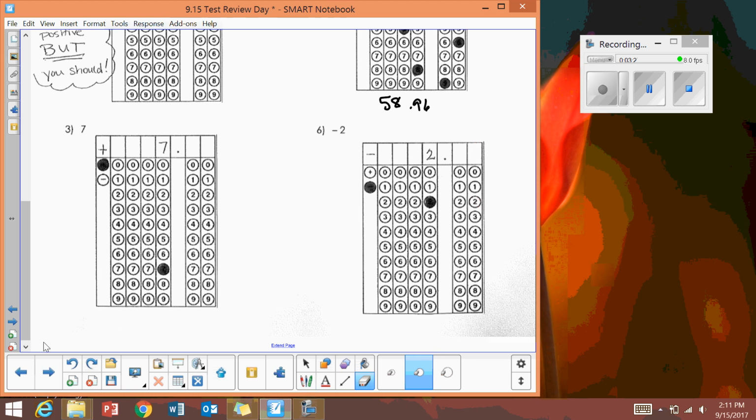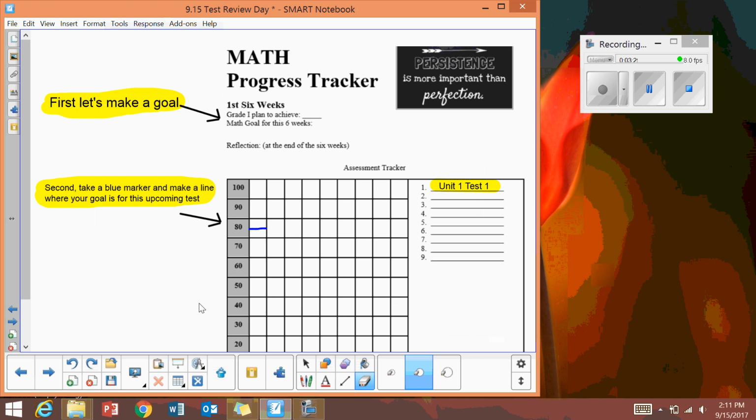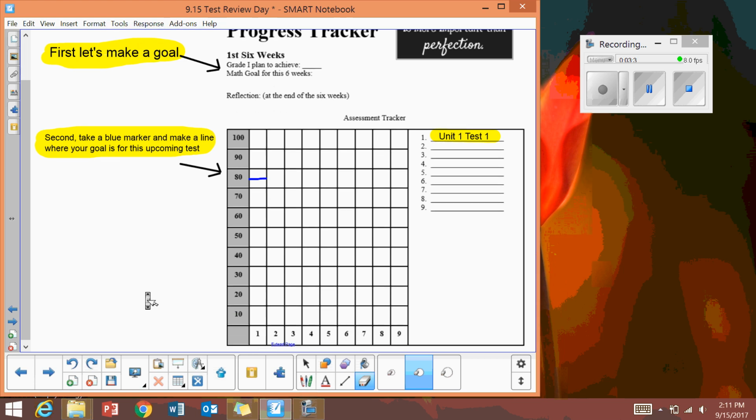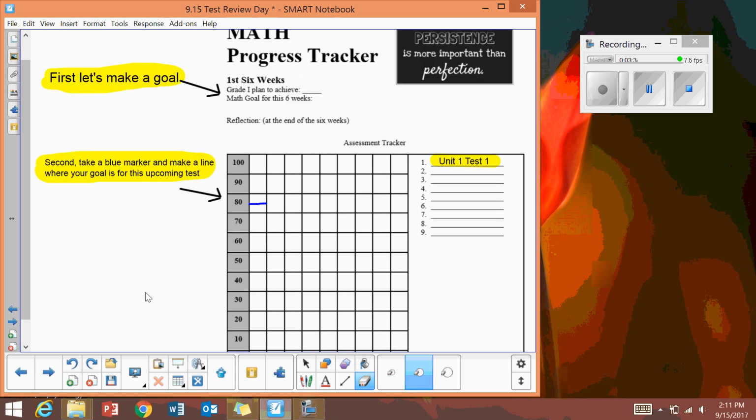Next, what we're going to go over is this progress. So what we're going to do is we're going to make goals for this 6 weeks. So we have a grade for your first 6 weeks. So overall, that's including your major, your minor, and your other grades. What grade would you like to get? And you're going to place it here.